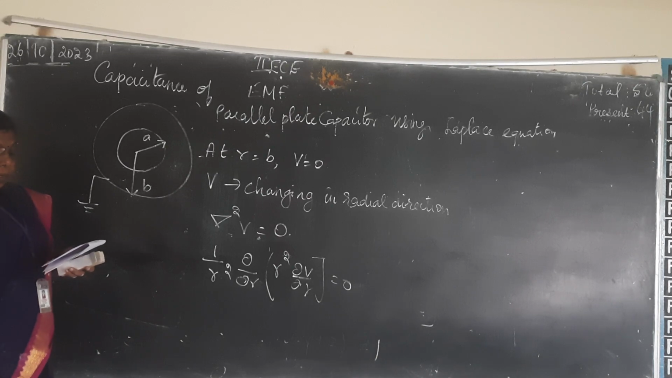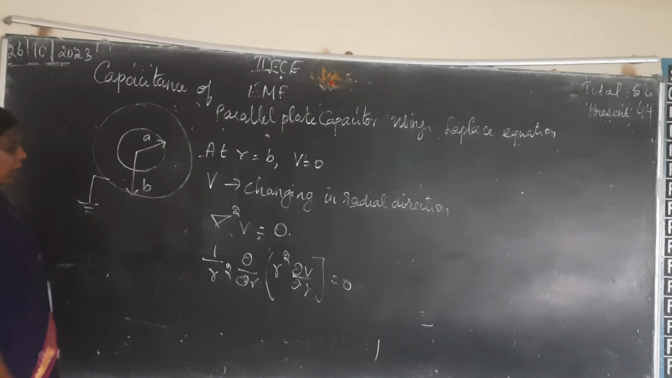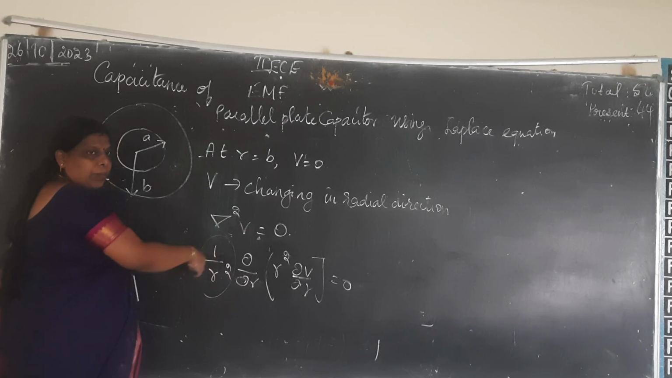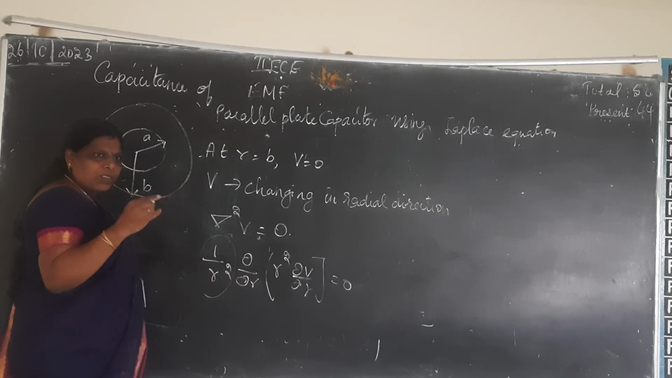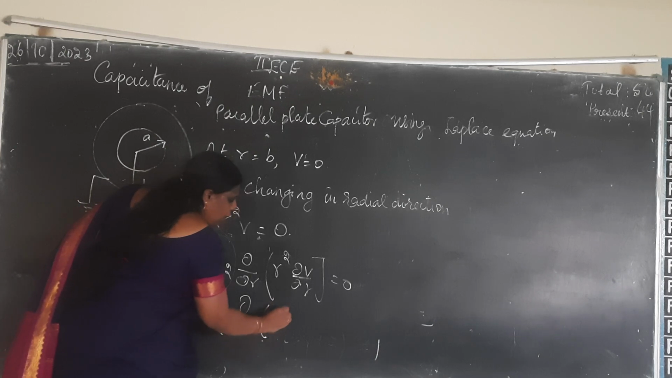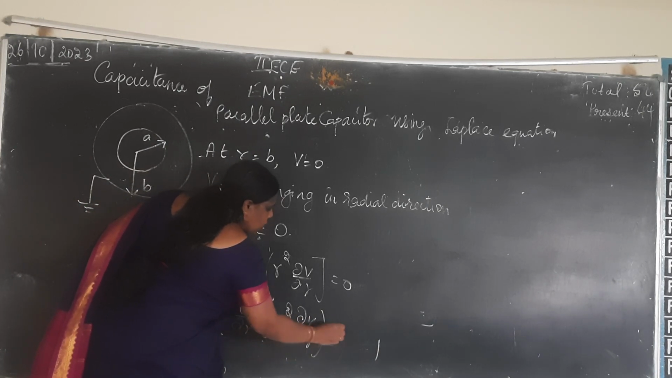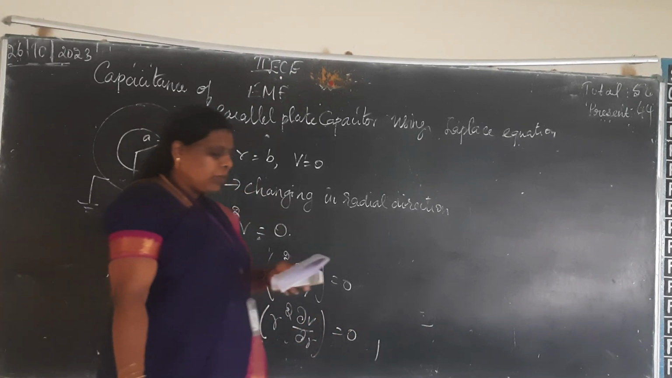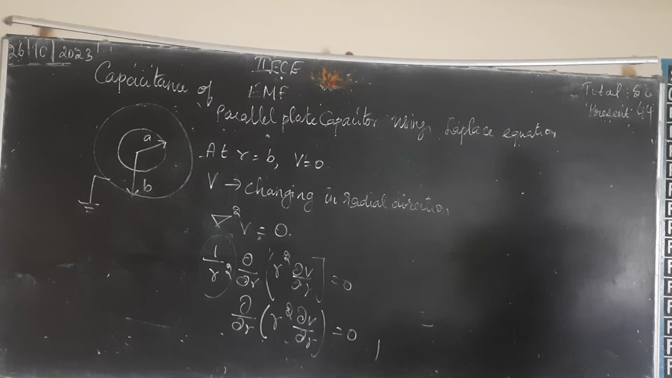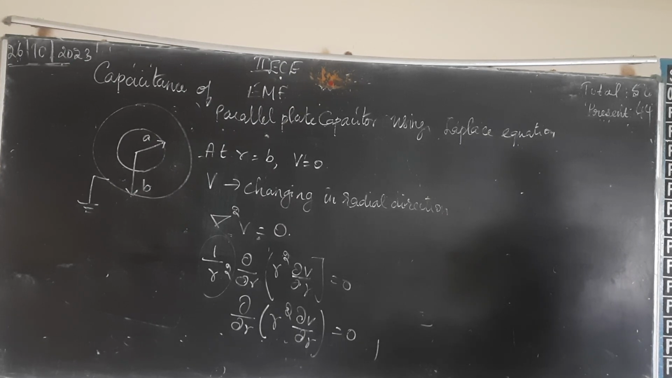1 by r square cannot be equal to 0, so the only term that can be equal to 0 is dou by dou r of r square dou V by dou r. Any doubt? 1 by r square will have some constant value, so it will never be equal to 0. Correct? 1 by 5 square, 1 by 10 square will never be equal to 0. So the other term is what will become 0.